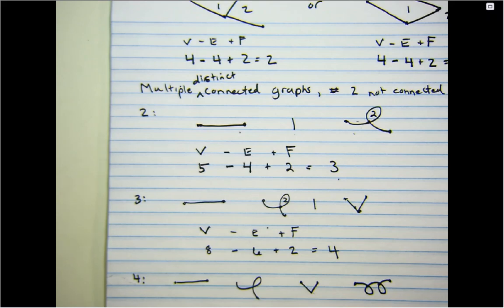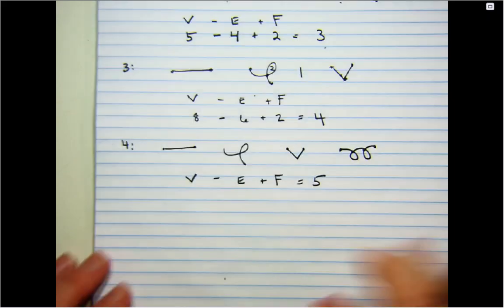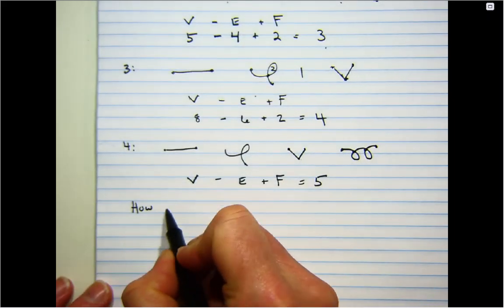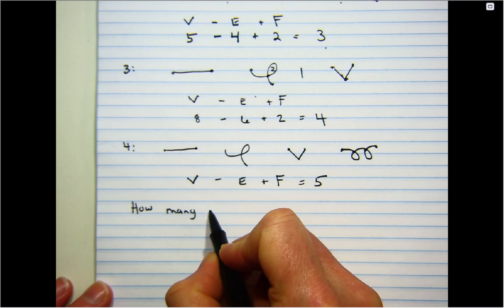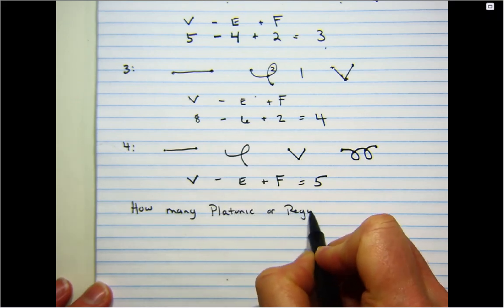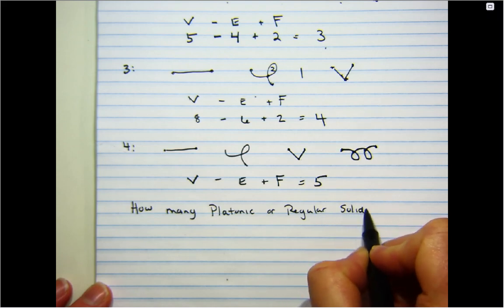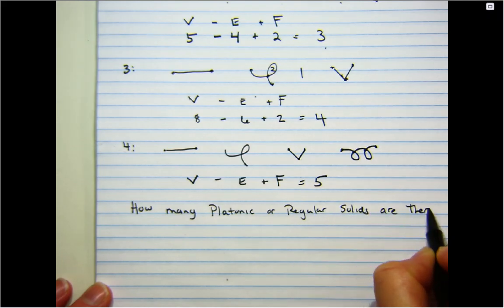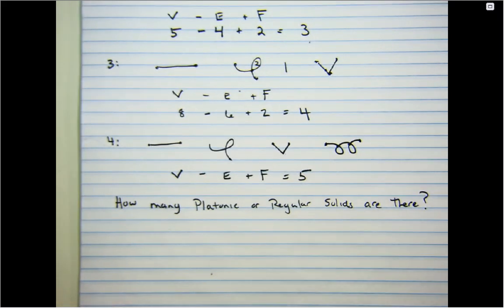So this Euler's characteristic of connected graphs actually tells us the answer to how many platonic solids are there. We never did answer that. How many platonic or regular solids are there? So we're going to have to take this two-dimensional work and change it to 3 dimensions. So I'm going to do that by using a balloon.